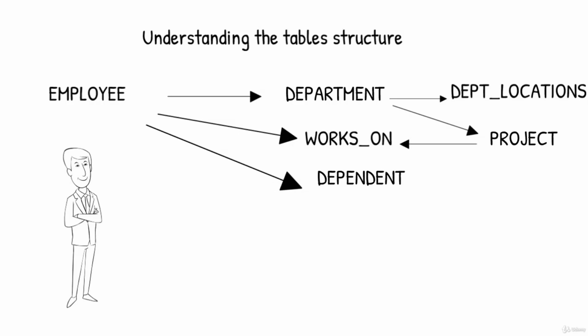Employee has a serial number of the employee, which is connected to department, works on, and dependent. Department is connected to department location based on the department number, and project also based on department number. Project and works on are connected to each other by way of project number. Let us now see the actual table structure and their data.